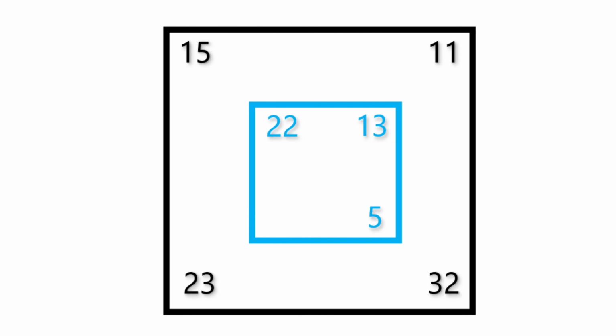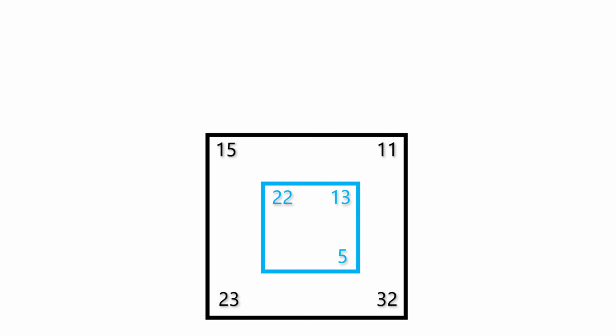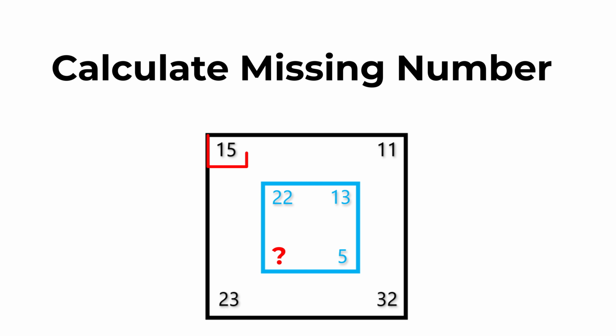Both squares have numbers in the corners. The larger square has numbers 15, 11, 32, and 23. The smaller square has numbers 22, 13, 5, and one number is missing. And this is the number you need to calculate.